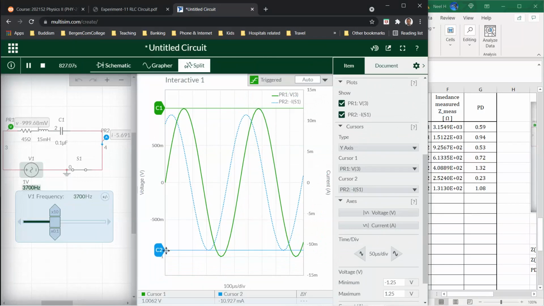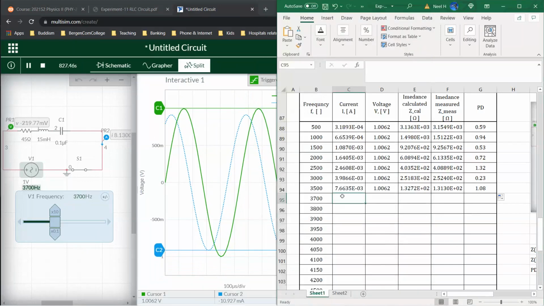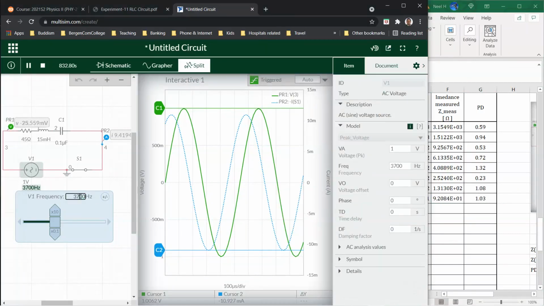Voltage remaining the same. Current is now 10 micro, so it's much larger now, 0.010927. Voltage remaining the same. We check it out, the impedance is now getting much lower. Okay, now it is just 93, earlier about 132 in the beginning. With the lower frequency it's about 3000 ohms. Okay, all right, let's do 3800.